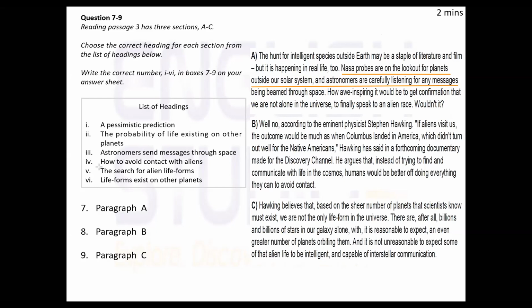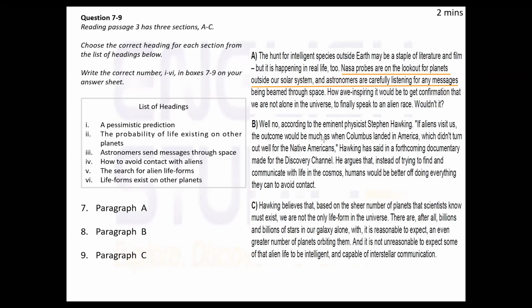Enggak. The search, sekarang yang jadi pertanyaan adalah whether it is the heading number 5 or number 6. Life form exists on other planets, iya, tapi teman-teman harus perhatikan bahwa NASA probes are on the lookout for planets. On the lookout for planets, berarti mereka masih belum yakin ada planet di luar yang eksis apa enggak. Mereka masih mencari. Okay? So, the correct answer must be heading 5, the search for alien life forms. Okay? Number 7, the correct answer is heading number 5. Let's move to the paragraph B.